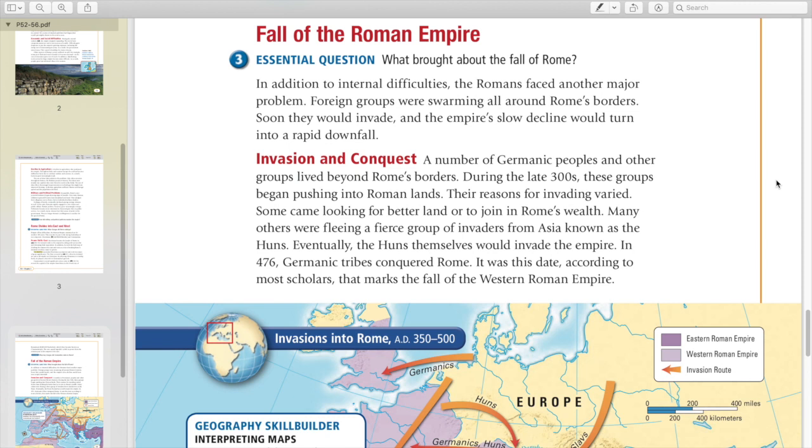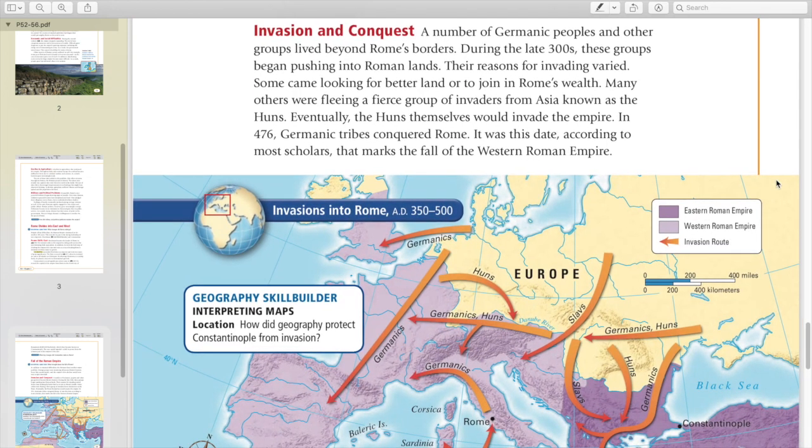Invasion and conquest. A number of Germanic peoples and other groups lived beyond Rome's borders. During the late 300s, these groups began pushing into Roman lands. Their reasons for invading varied. Some came looking for better land or to join in Rome's wealth. Many others were fleeing a fierce group of invaders from Asia known as the Huns. Eventually, the Huns themselves would invade the empire.